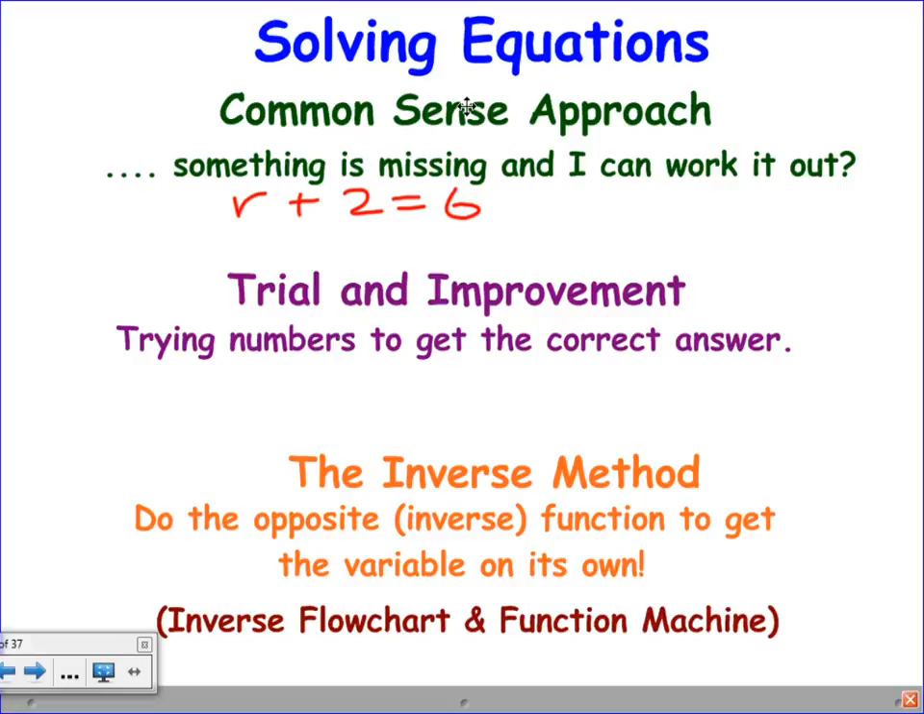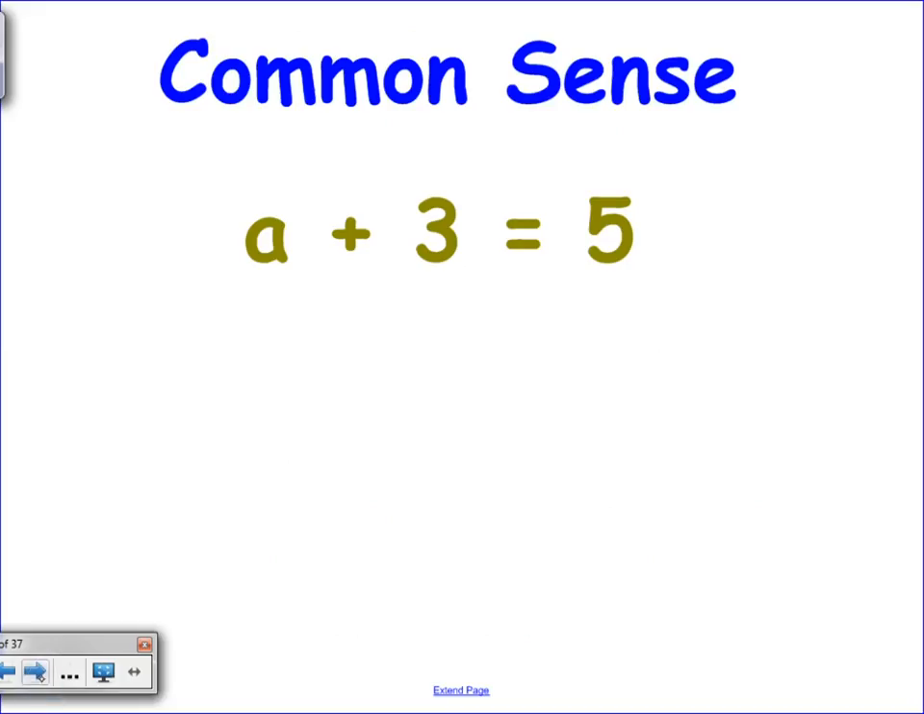Tomorrow, we're going to look at something called an inverse flowchart and a function machine, which you may have come across at school, and I have to teach it to you because they can give you questions specifically on inverse flowcharts and function machines. Okay, so we're going to cover all the methods today, or today and tomorrow. Okay, no brainer, common sense method. I'm not going to waste any class time doing this. Yeah, you can just do it in your head. You can see that if I make A 2, I get the answer to my question.